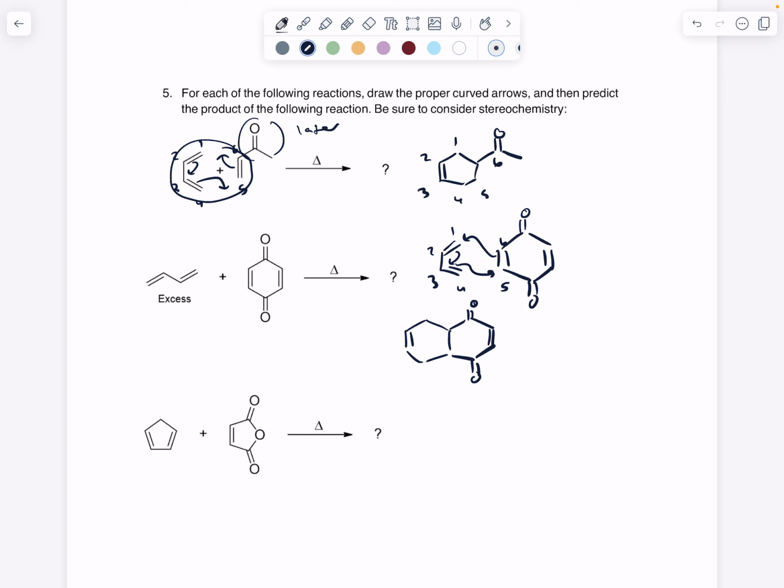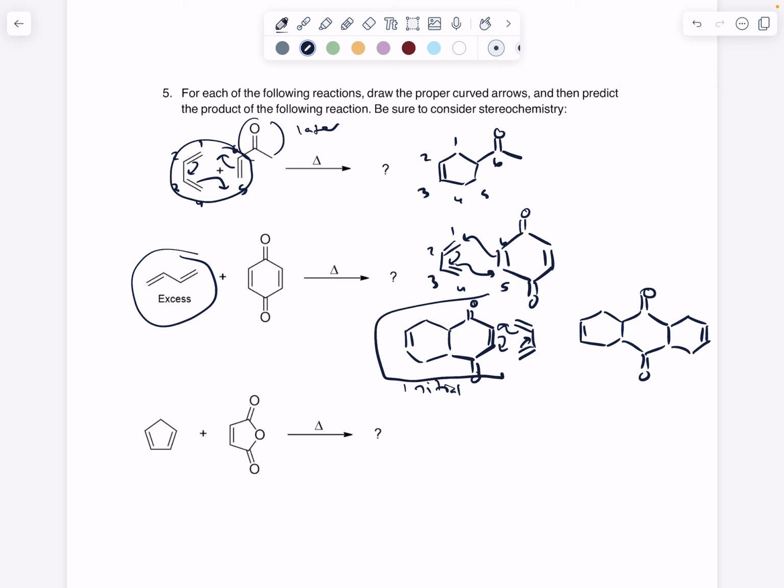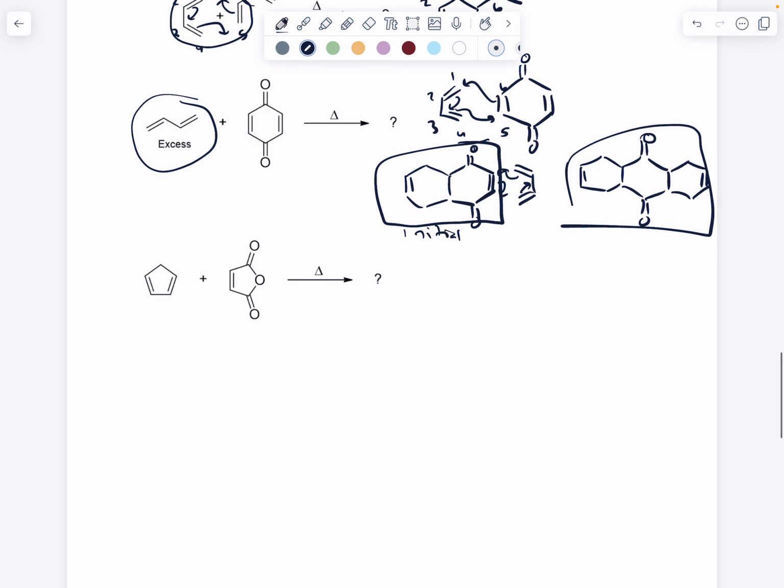And then, actually, because we have excess of this, I think it could do another Diels-Alder over here. This would be sort of the initial. And then I think we would get a secondary Diels-Alder where we get a reaction on this side where this acts as a dienophile again. So it would be like this and that. So I think this would be your first answer, and then this would be an additional potential just because there's excess.